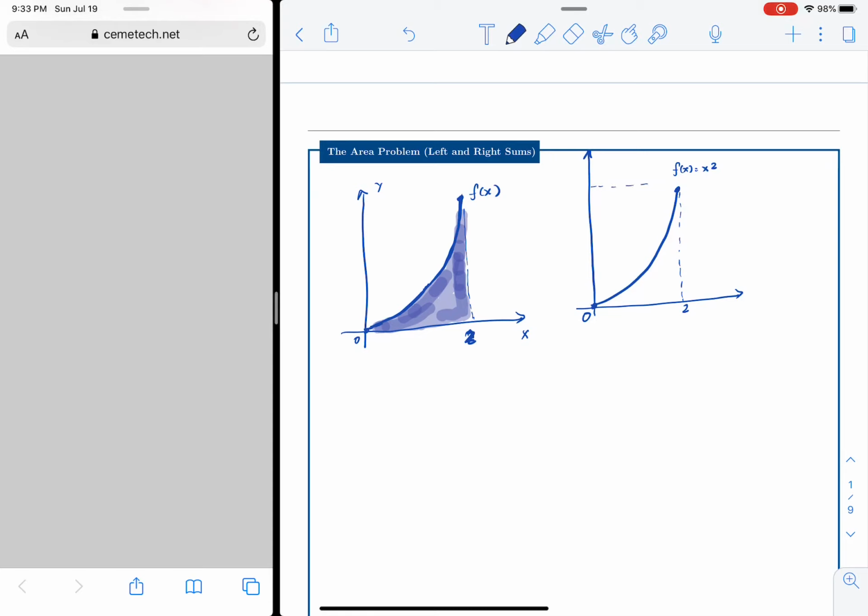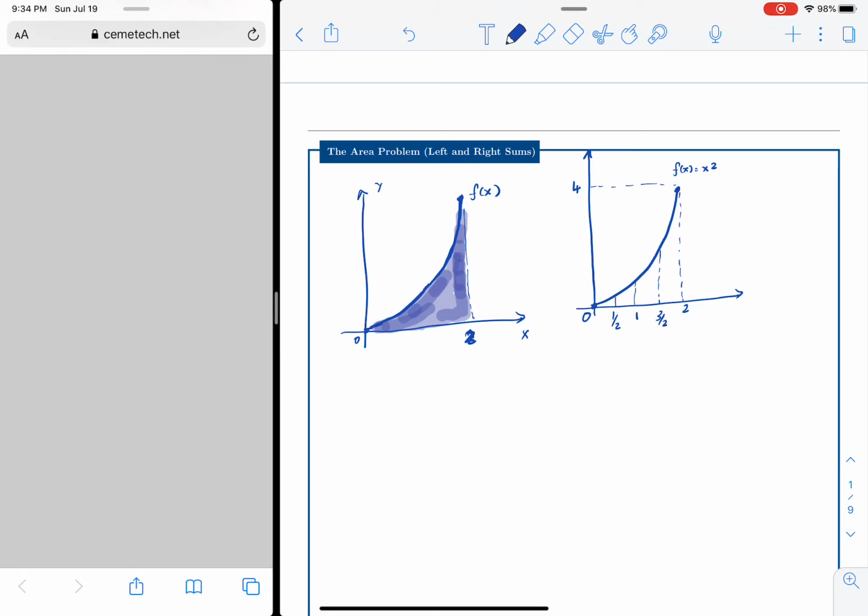So that would be 4. I'm going to have, let's just say we will use 4 endpoints like we did in the previous case. So 1/2, 1, 3/2, and 2.